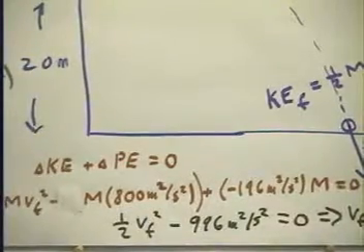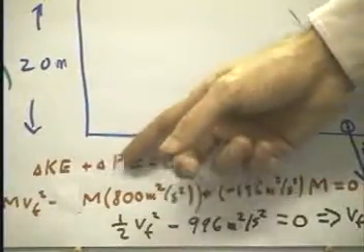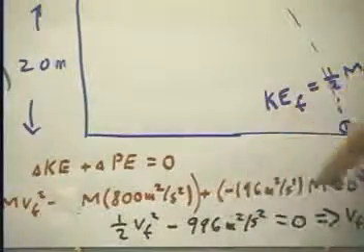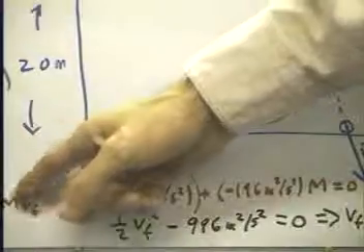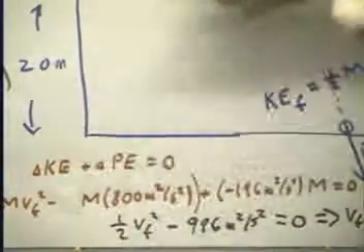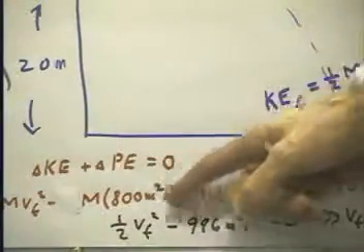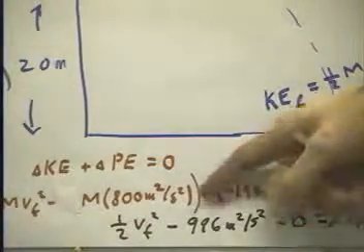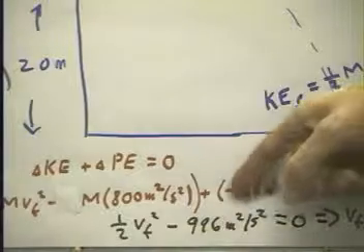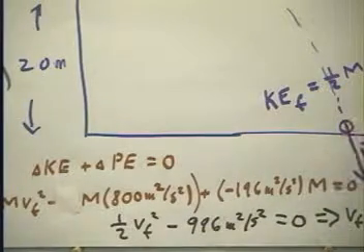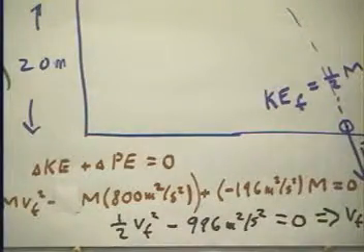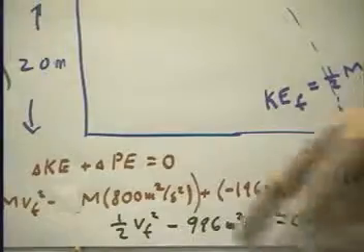and we can see that if our change in kinetic plus change in potential is 0, our change in kinetic is final kinetic, which we said was 1/2 mvf squared, minus initial kinetic, which is 800 meters squared per second squared times M. And to that we're going to add the potential energy change, which is negative 196 meters squared per second squared times M. And that's going to have to all equal 0. We can easily solve this equation for VF.